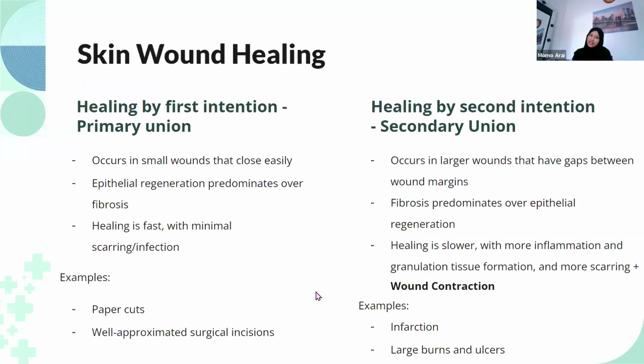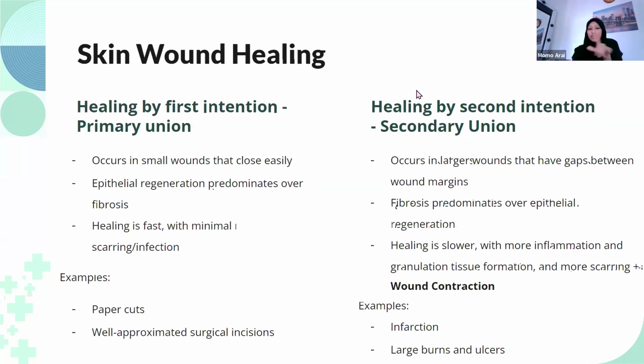So now skin wound healing. I tried to summarize in a few slides because there are basically 2 types of skin wound healing. We talked about wound healing in general, in repair. Now we're talking about the types, or how it can undergo that, right? There is something called first intention or primary union, and there's secondary intention or second intention, secondary union.